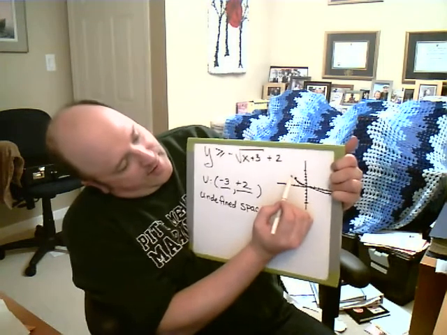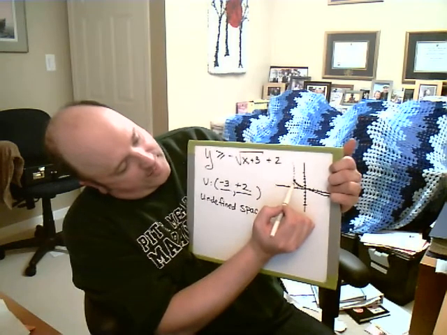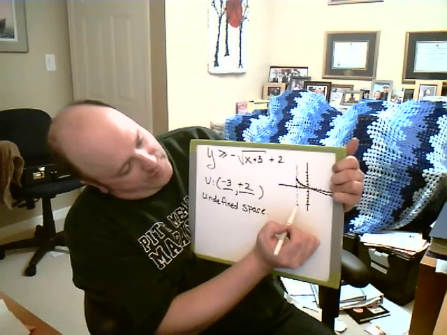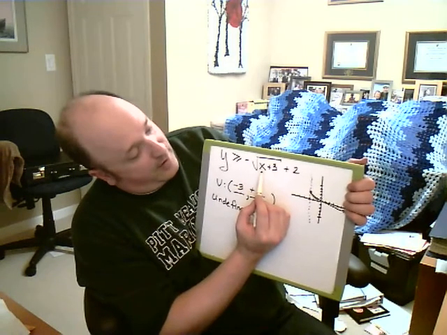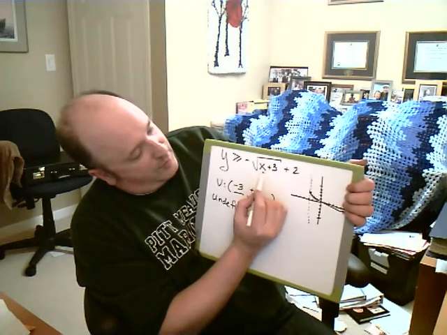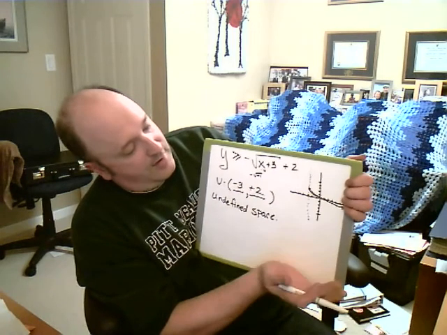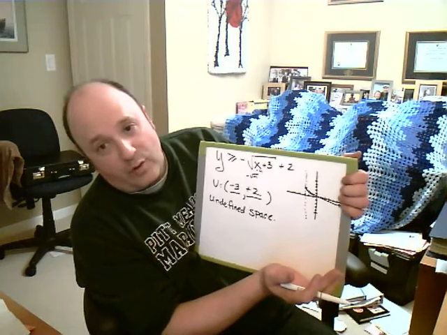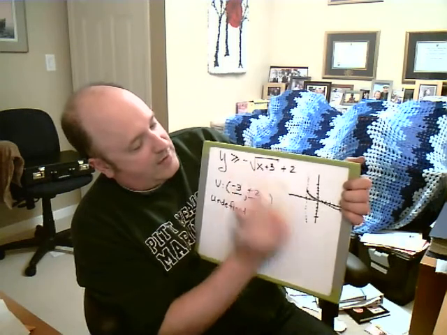We are not allowed to have x values that go less than negative 3. The reason is, there are many reasons for it, but if I have a negative 4 in there, I get the square root of a negative number, right? If I stick in negative 4, I wind up getting the square root of negative 1. We're not allowed to have the square root of negative 1. So that's why we have that situation.